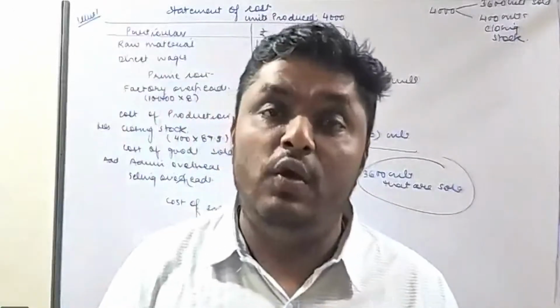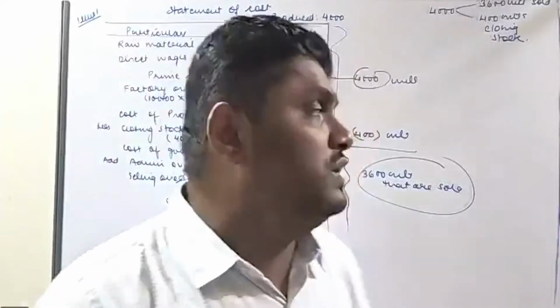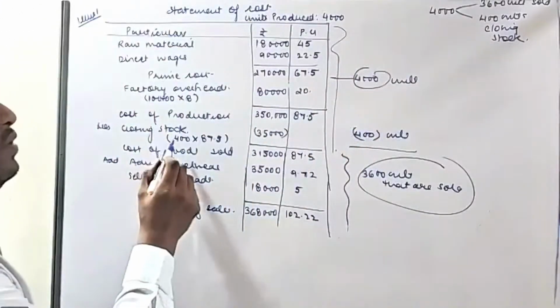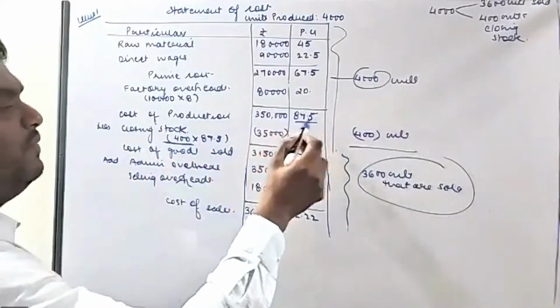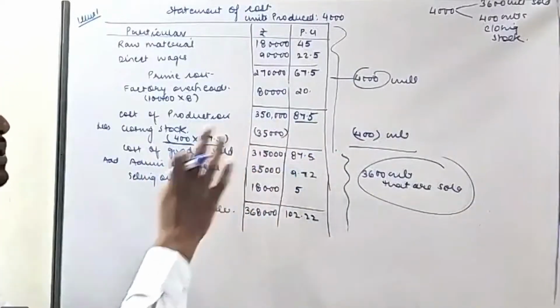And as I said, closing stock is always valued at cost of production. So closing stock is 400 units. My cost of production is 87.5. So this is how I got this amount.